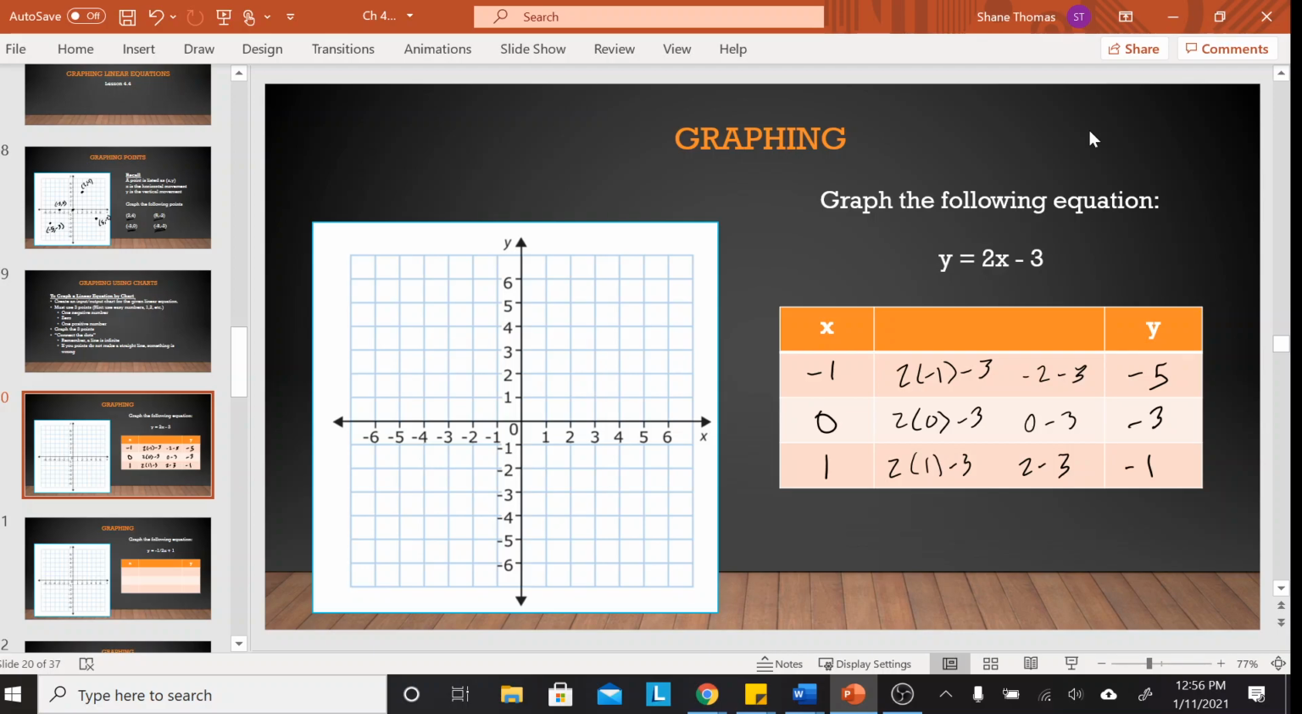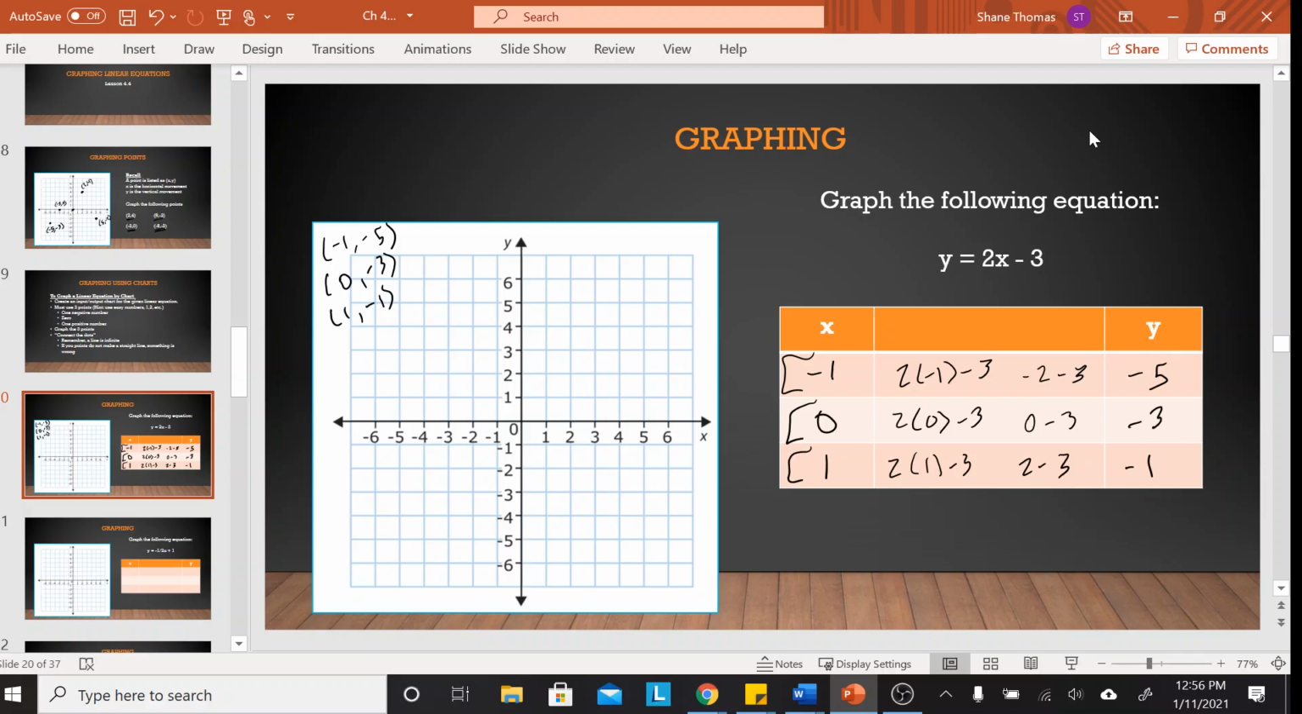Okay? So now I have the points. I'm just going to write them over here on the graph. I have the points -1, -5; 0, -3; and 1, -1. All I did was pair up the x and y on this line, the x and y on this line, and the x and y on this line.